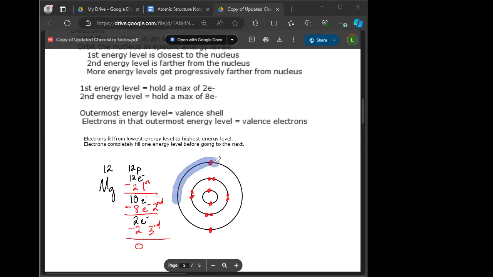So you can see that the outermost energy level happens to be this third energy level. And the number of electrons in this third energy level is 2. Because it's the outer one, this energy level is called the valence shell, and it contains the valence electrons. There are 2. So that means that there's 2 valence electrons.